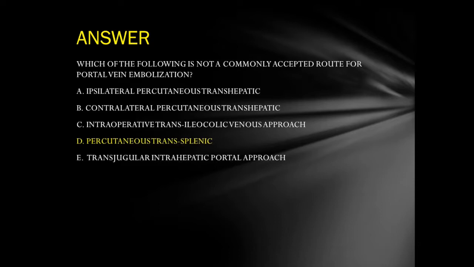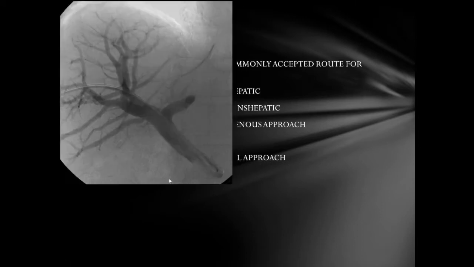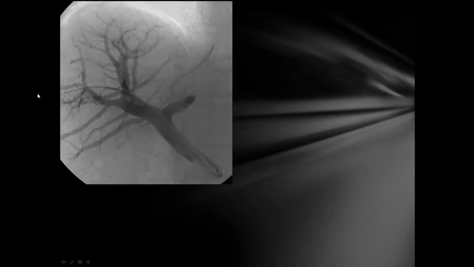All the approaches have been used. We'll talk mainly about the percutaneous approaches, ipsilateral and contralateral, as those are most common. Intraoperative approach is used very commonly in other countries, or can be used if the patient is requiring intra-abdominal surgery for some other reason, in which case the catheter is placed into the ileocolic vein under direct visualization in the operating room, and embolization is performed through that. And it can also be performed through a transjugular approach.